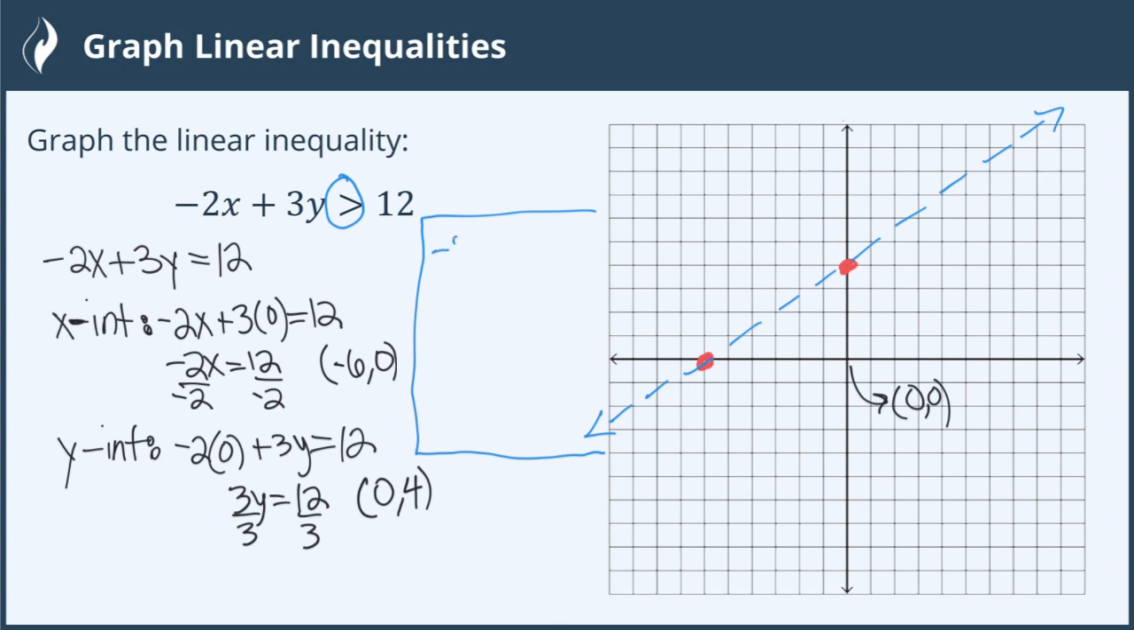So negative 2 times 0 plus 3 times 0, is that greater than 12? So negative 2 times 0 is 0, plus 3 times 0 is 0. 0 plus 0 is 0. So the question is 0 greater than 12? The answer will be no, that's false. Therefore, when we shade, we want to shade above the line.